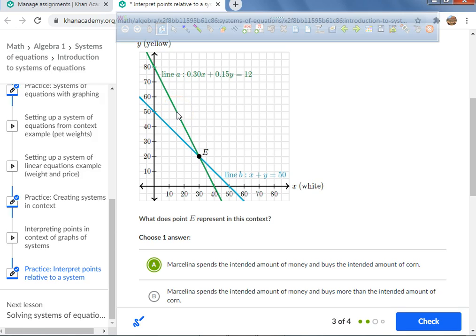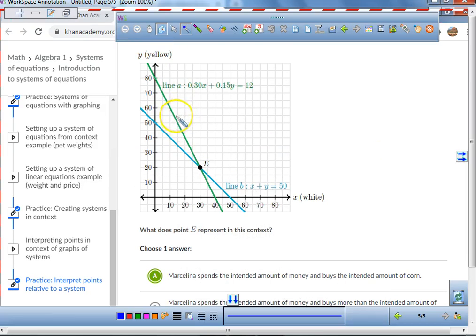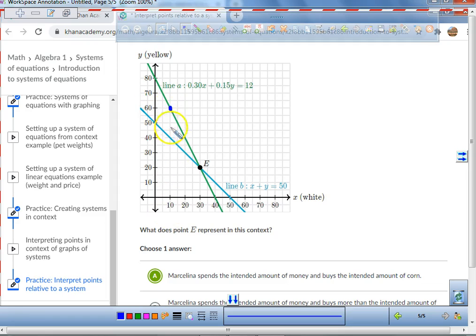But how much corn would she buy if my point was right? Let's just make one right there. What if I put it right there? That's the intended amount of money, but how much corn did she buy in total? If you got 10 and you got 60, how much would they buy? A total of 70. So this one, what does it need to be equal to? 50. This is where they bought the intended amount as far as the price, but the intended amount is totally off.